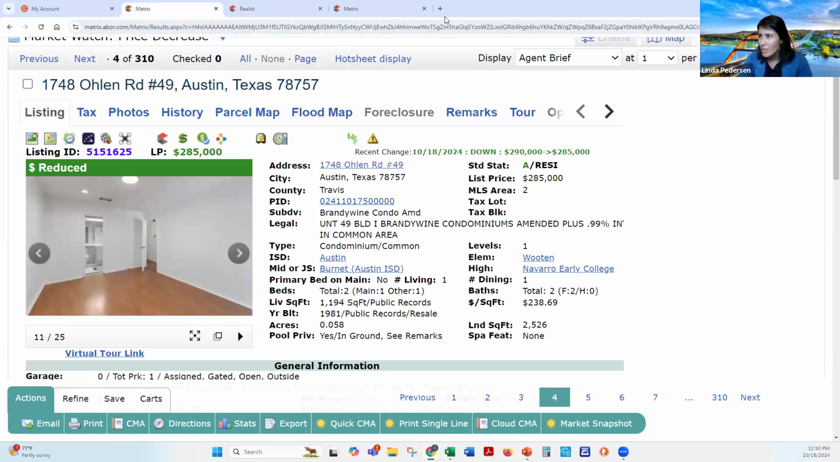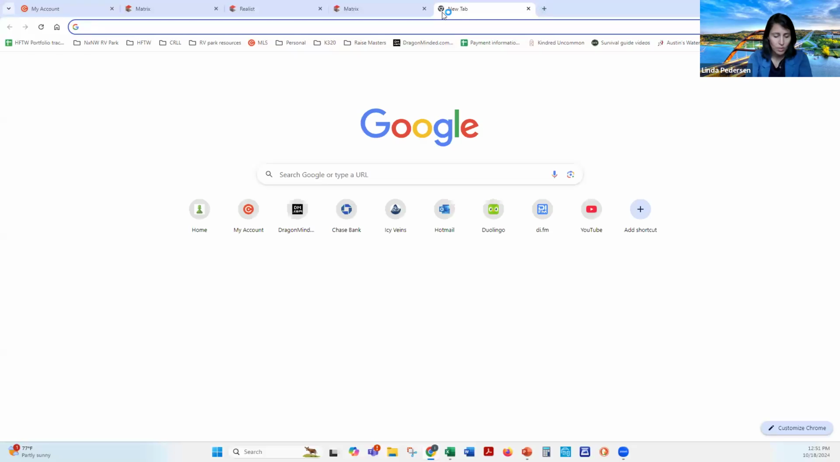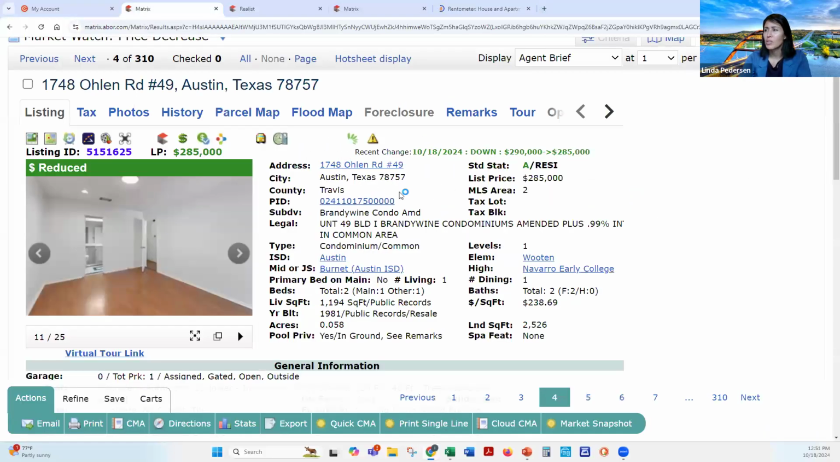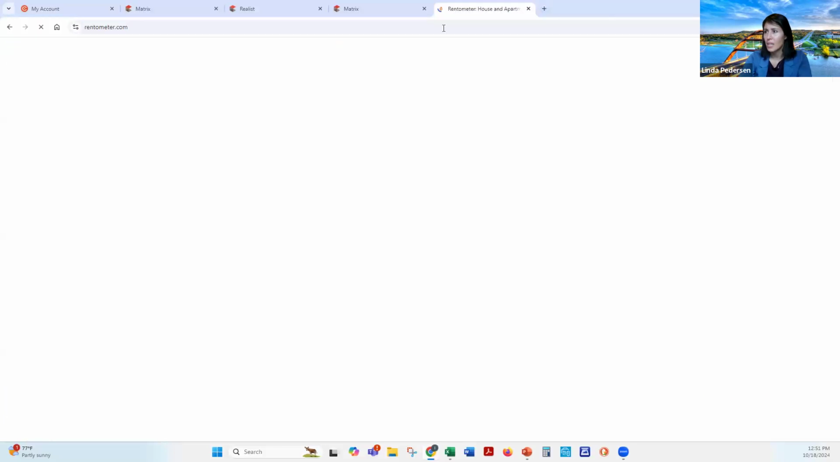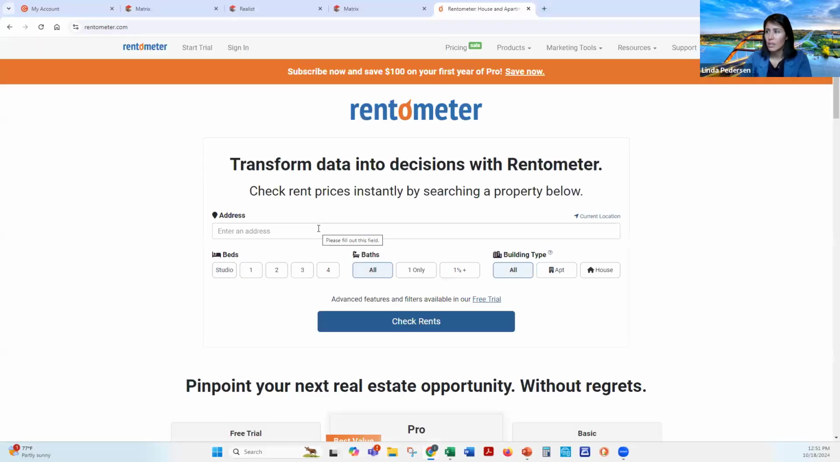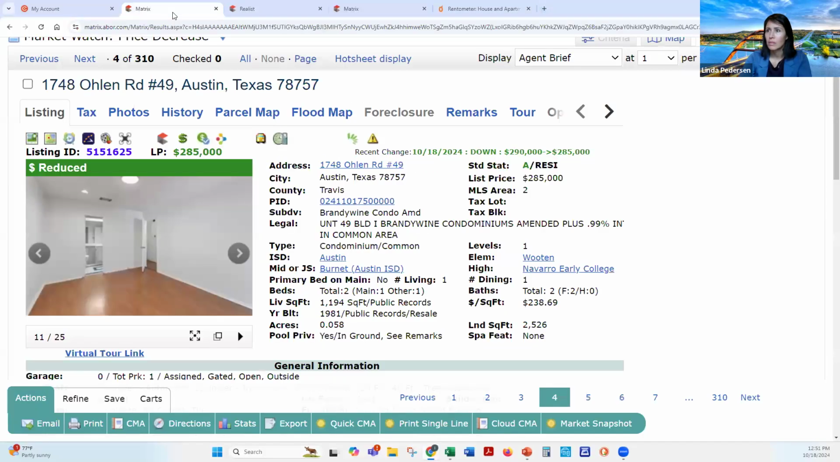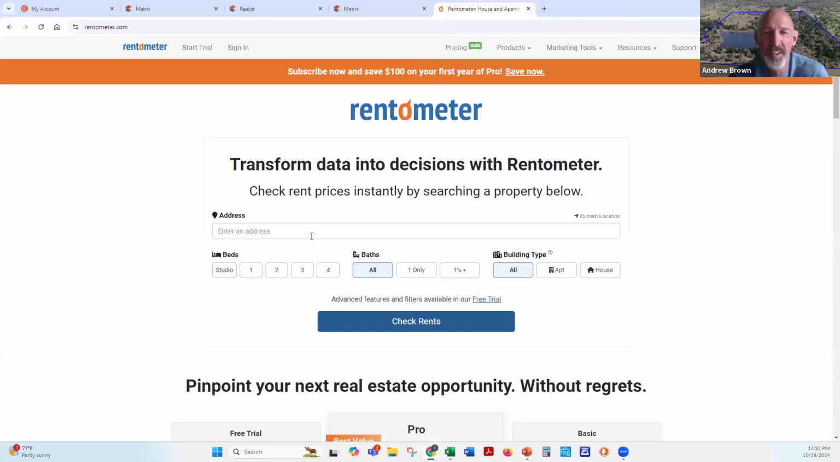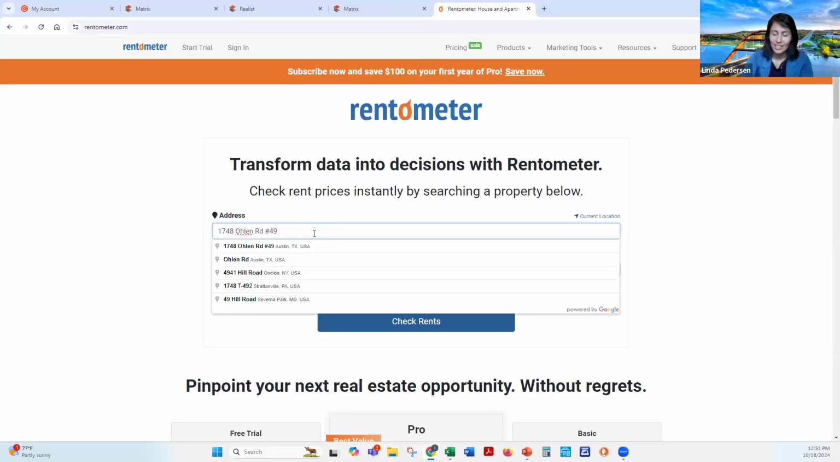So if I were going to do this as a rental, I might go to rentometer.com and look at a 2-2 in 78757. I have never seen this before. You know your stuff. Thanks, Rentometer. I love it.